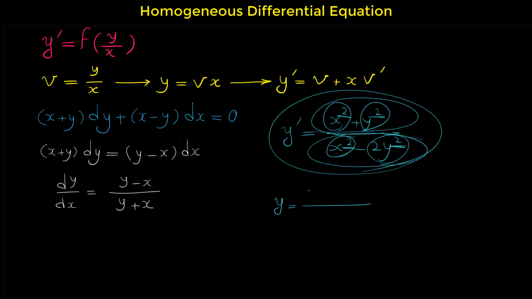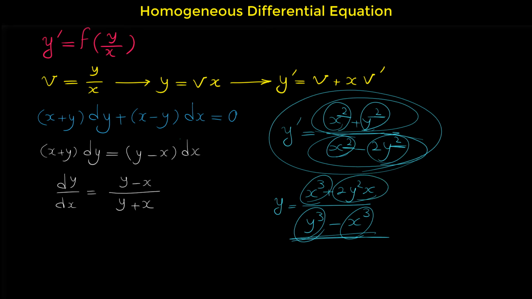Another example, look at this one. (x to the 3 plus 2y squared x) over (y to the 3 minus x to the 3). This is another example of a homogeneous differential equation. Every term in the denominator is degree 3. This term is degree 3. But maybe this term is a bit confusing.